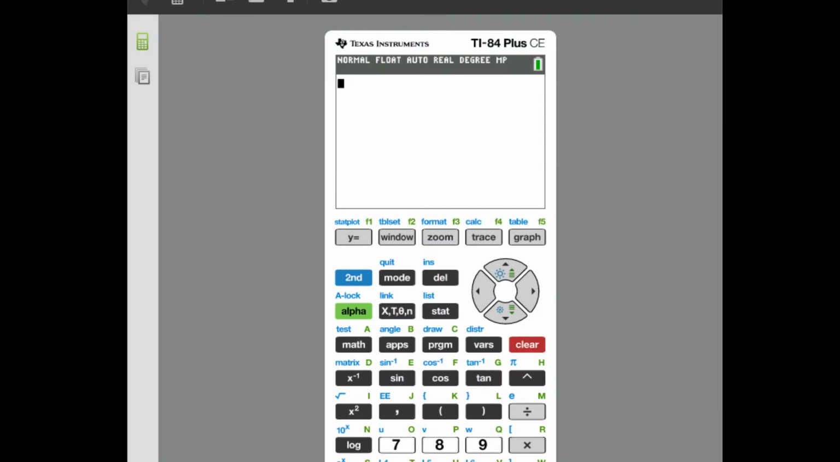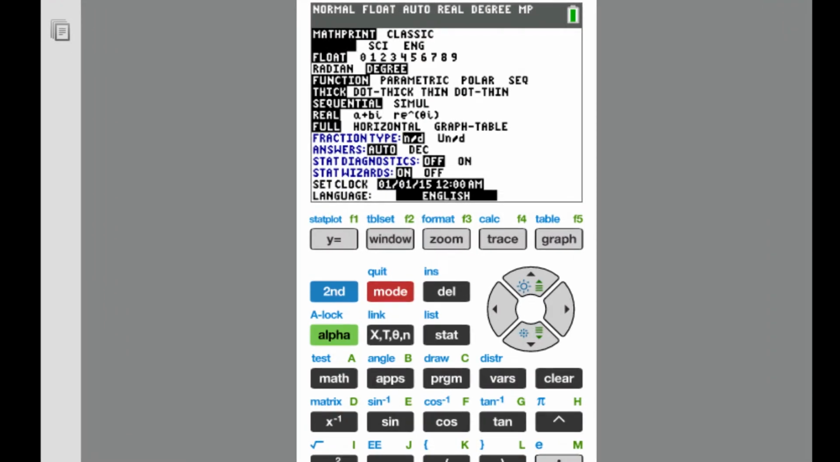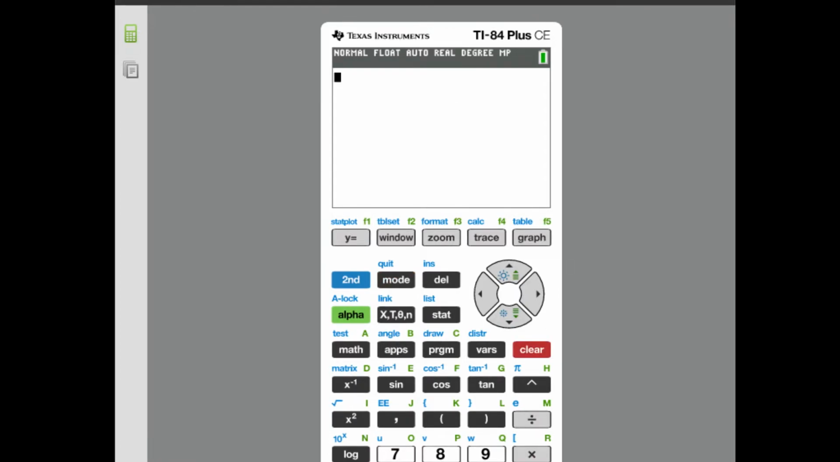We're going to clear this out. You want this to be set to what? Degrees, right? So how do you check that? You go to mode, and then hopefully it's on degrees. And I know it is. There it is. It's on degree. Okay. So, okay. So we're going to go here.